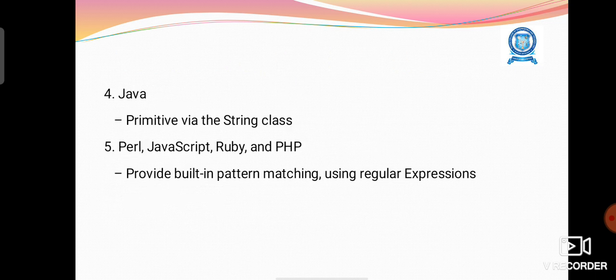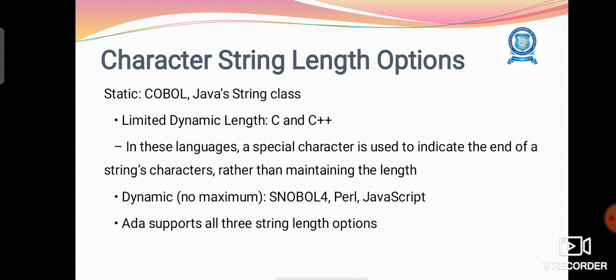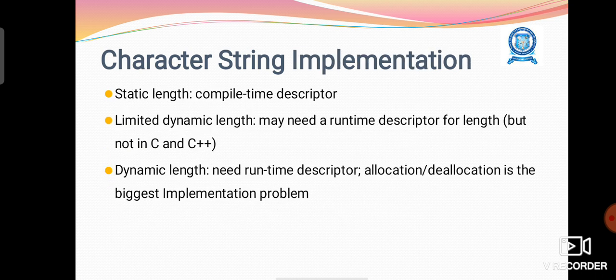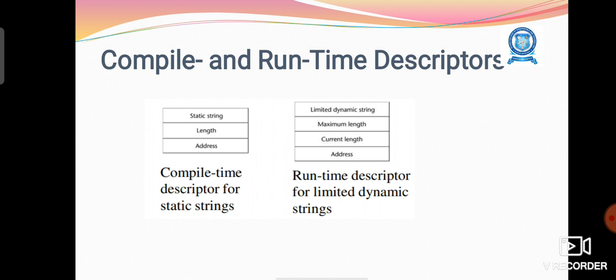In Java, it is primitive. Perl, JavaScript, Ruby and PHP provide built-in pattern matching using regular expressions. And there are length options as well. Different programming languages support different lengths for the character strings.